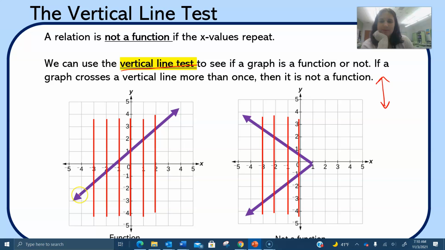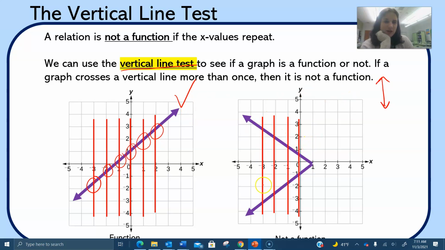So in the first one, I have this nice purple line, which is my function. And then if you draw a bunch of vertical lines through it, you'll see that each vertical line only touches the graph once. So this one is a function.